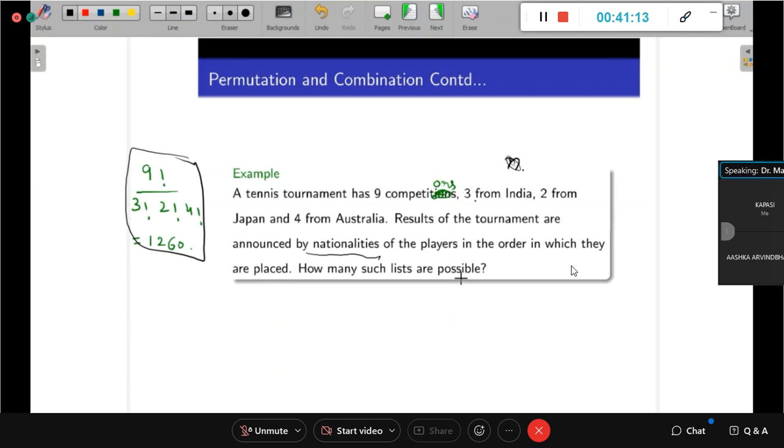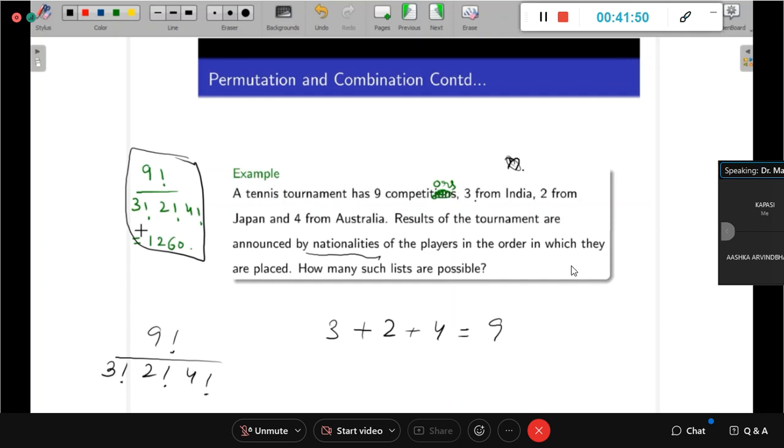Here the order is not important. So total numbers are how many? 3 are alike, 2 are alike, and 4 are alike. So that's going to be 9. So total possible arrangements are going to be 9 factorial divided by 3 factorial times 2 factorial times 4 factorial. And that's going to be counted as 1260.